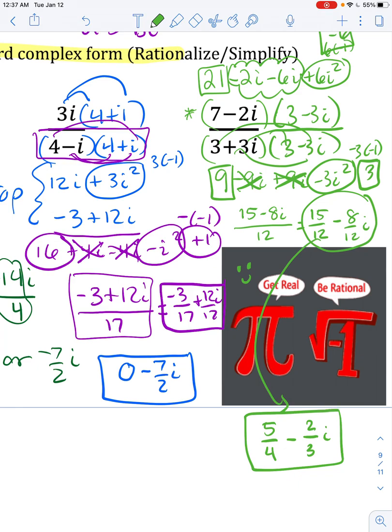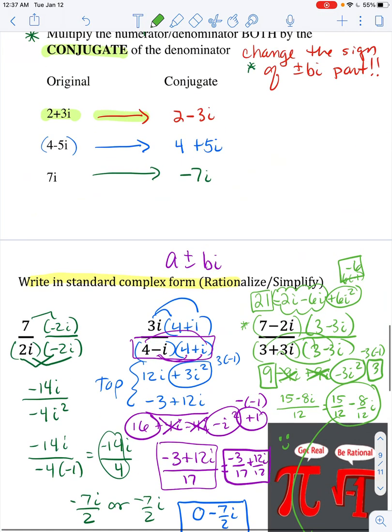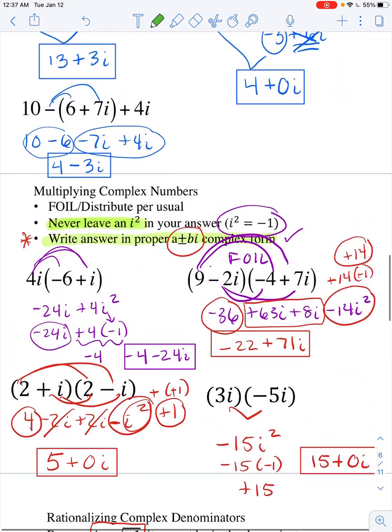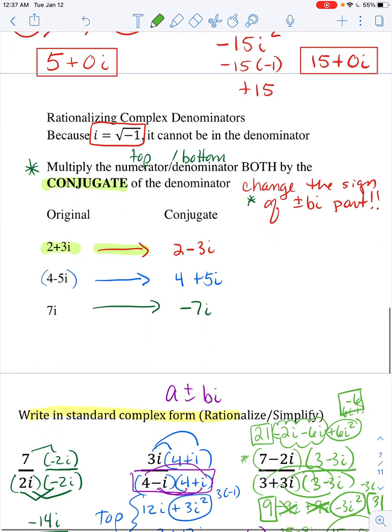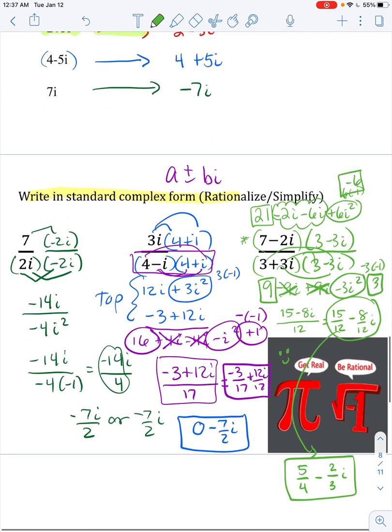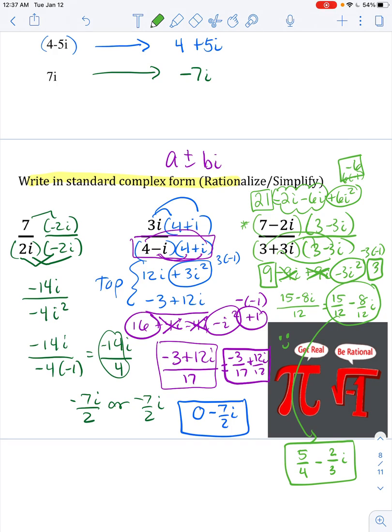So that is a lot of information, but basically it is just combining like terms, treating i like an x. The only thing you have to be cautious of is when you get an i squared, that you work in that fact that i squared is negative 1. So now you are experts on imaginary numbers. You're welcome.